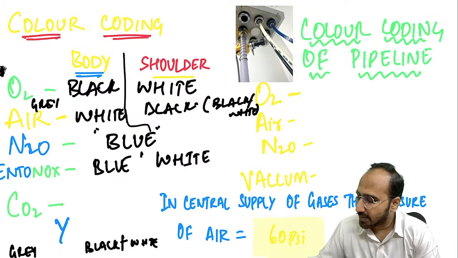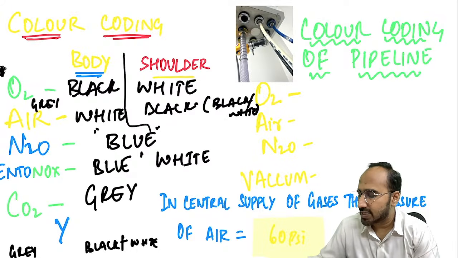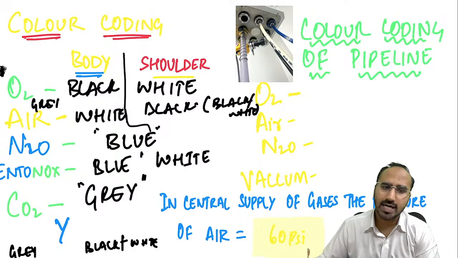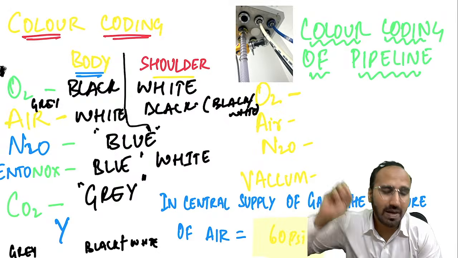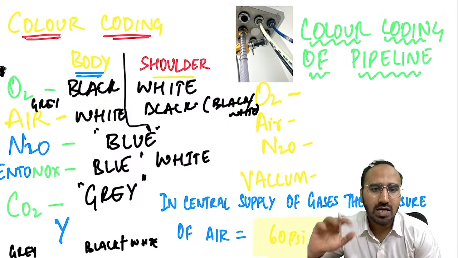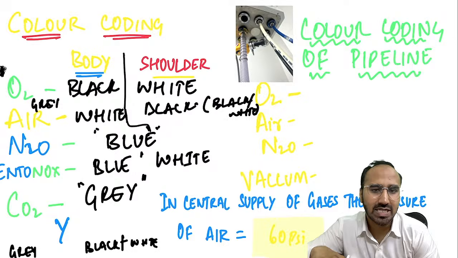C stands for carbon dioxide, which is coming in gray color cylinder. Complete gray color cylinder. Okay. Shoulder colors you have to remember. If you remember the shoulder color, remember cylinders तो होंगे ही machine के साथ में.